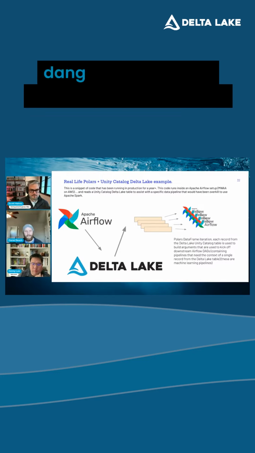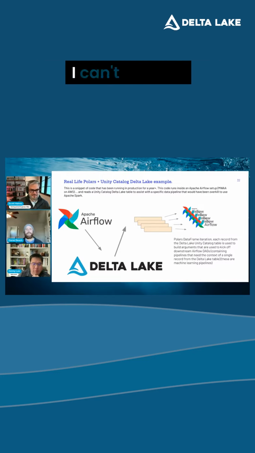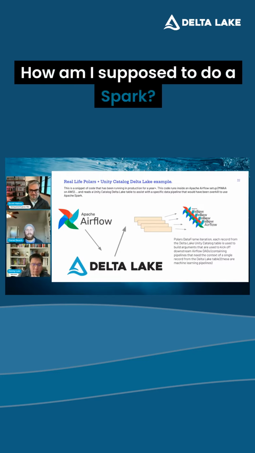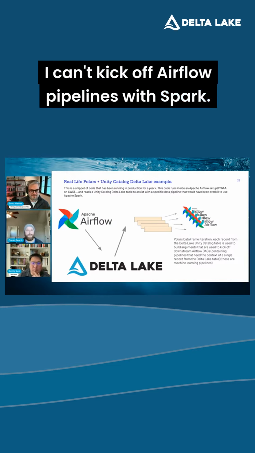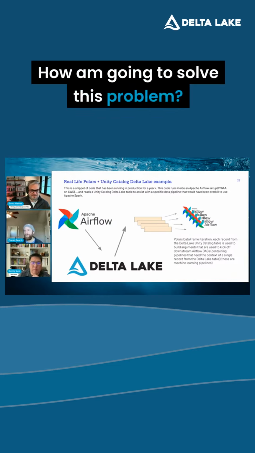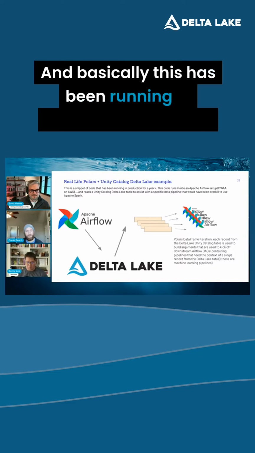And this is like, dang it, my data's in Delta Lake. What do I do? I can't do that. How am I supposed to do that with Spark? I can't kick off Airflow pipelines with Spark. It's crazy. How am I going to solve this problem? And basically, this has been running in production for over a year.